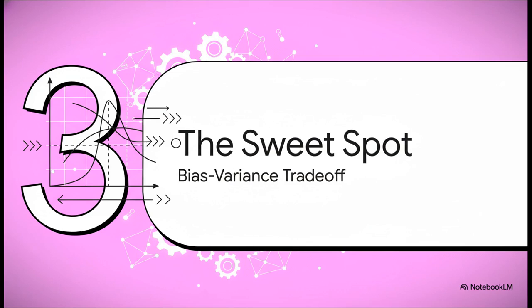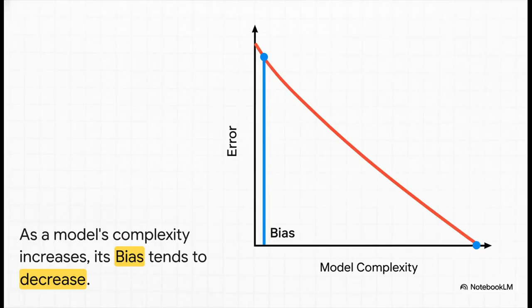You can't just get rid of one of these errors without affecting the other. As you try to decrease bias, you almost always increase variance, and vice versa. This is the classic bias-variance trade-off, and our entire job is to find that perfect balance, that sweet spot. Okay, think about it like this.